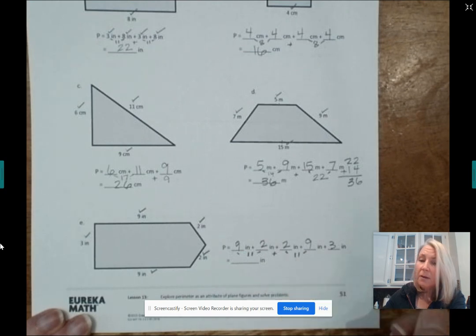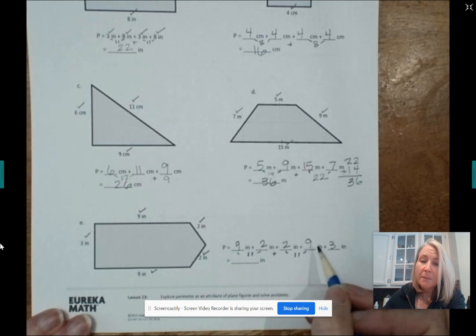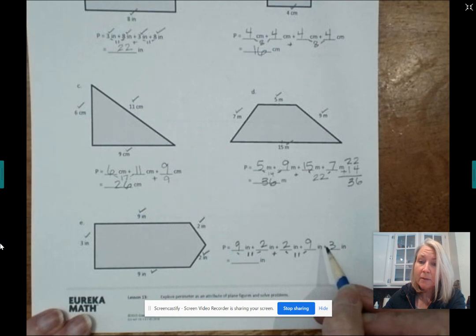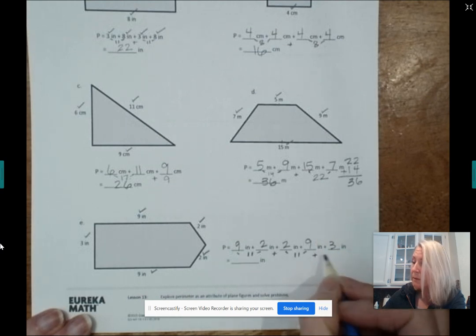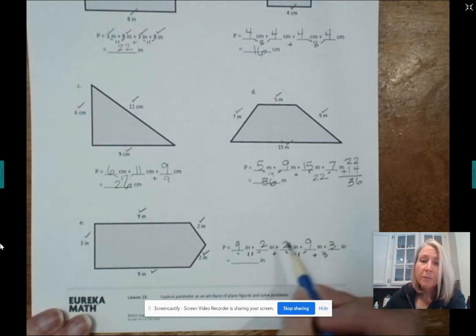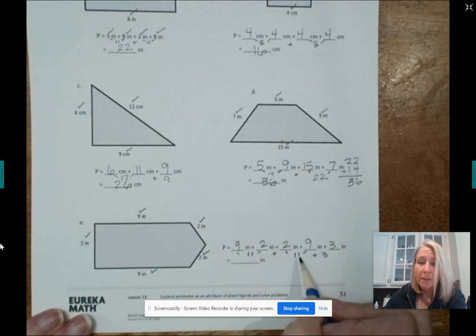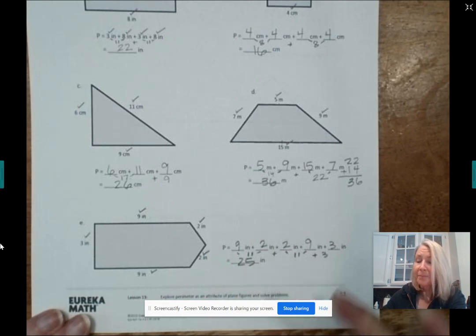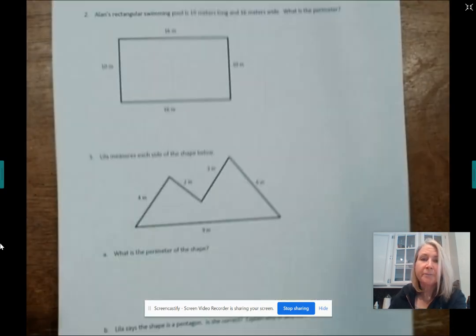Now, a little error that I sometimes see is students pulling this 9 together with this 3. So be careful of that. This 9 has already been added to this 2, so it's no longer available. This 3, you can't forget about it though. You've got to pull it down. Okay. And then we have 11 plus 11, which we can do mentally, right? 22 plus 3 makes 25. All right. Looking good so far. Moving on.